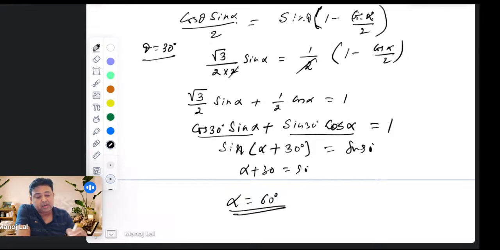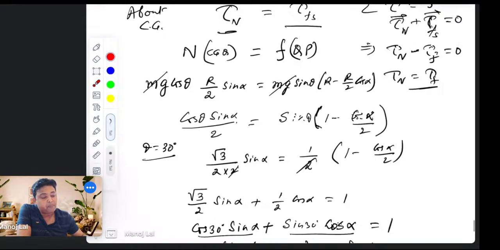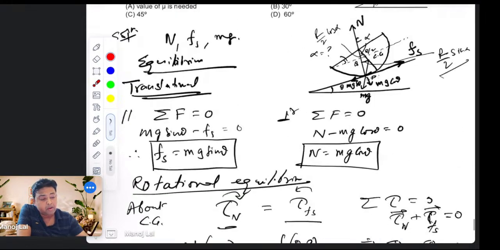So we got that the angle formed by the plane of the hemisphere with the plane of the incline will be 60 degrees. This angle will be 60. So I hope you got this question.